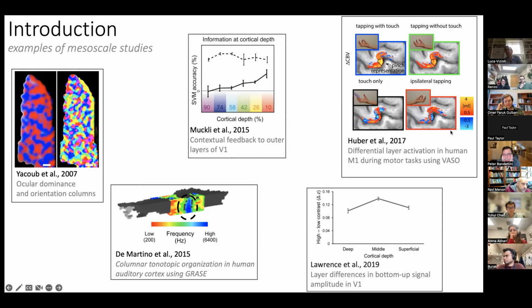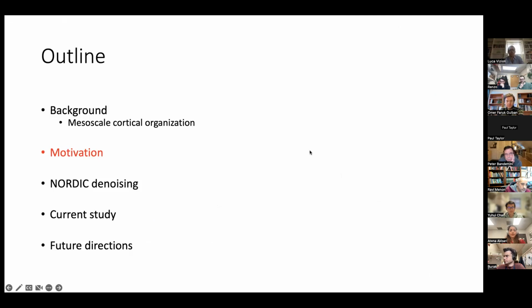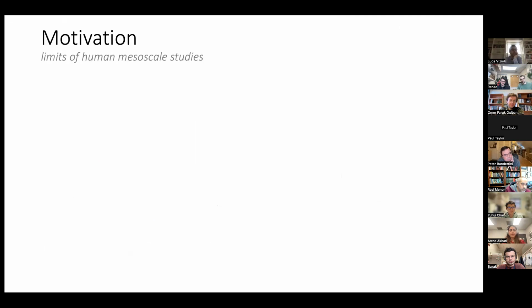And then there are many of Renzo's papers, this one, the earliest one, the 2017 Neuron paper, where he used VASO and different tapping conditions to show the ability to detect a double peak across the layers. So many groups around the world have started exploiting this sub-millimeter fMRI to tackle mesoscopic scale organization in humans.